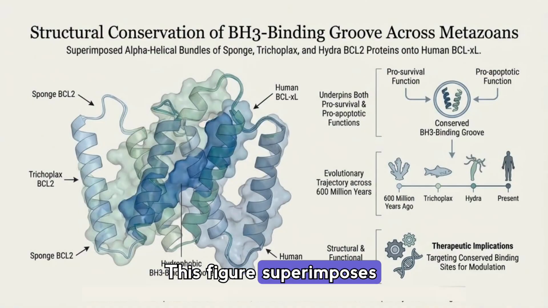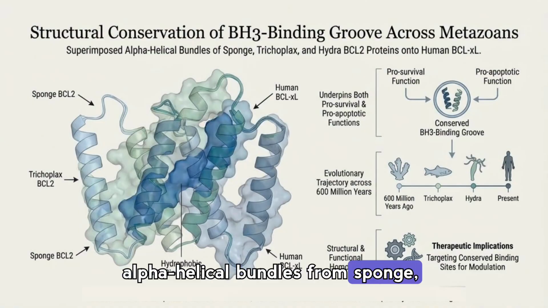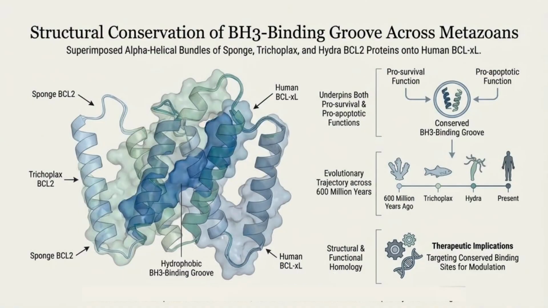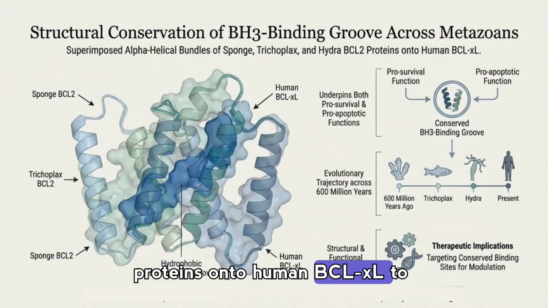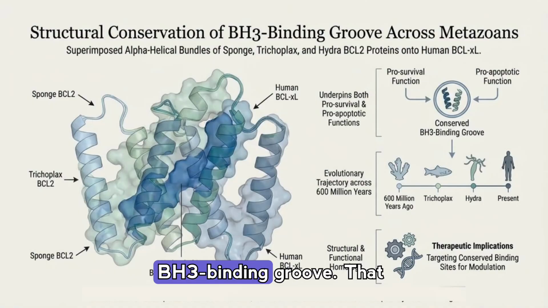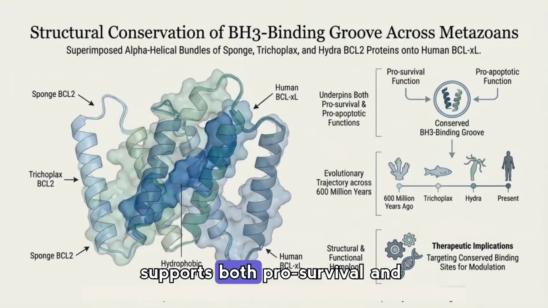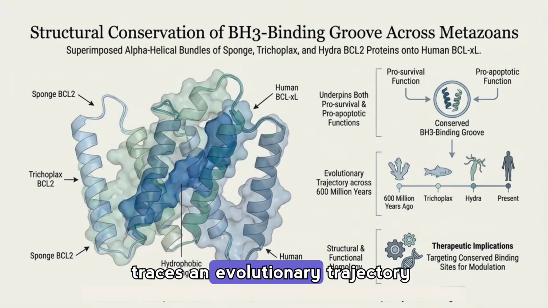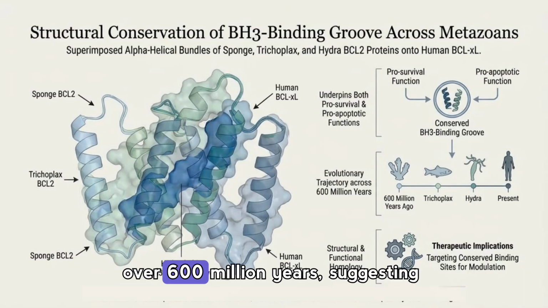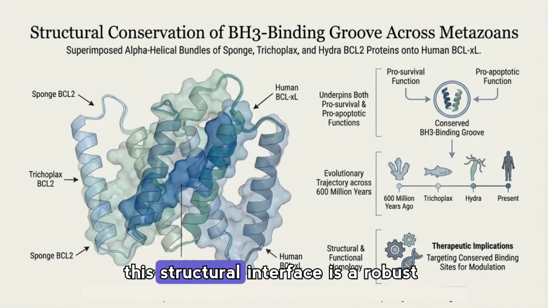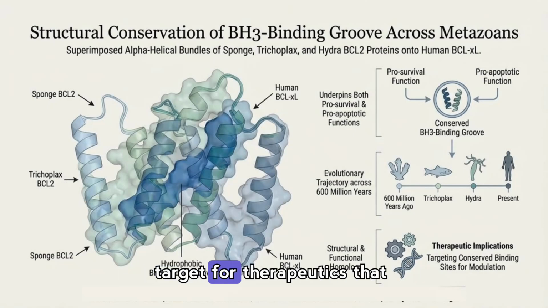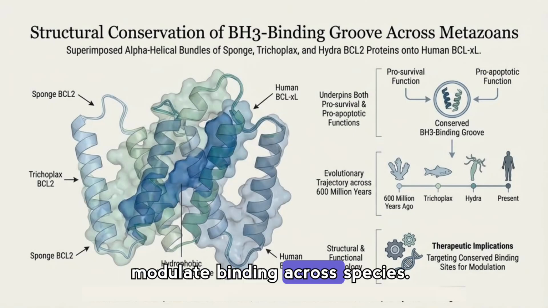This figure superimposes alpha helical bundles from sponge, trichoplax, and hydra BCL2 proteins onto human BCLXL to show a deeply conserved BH3 binding groove. That conserved hydrophobic groove supports both pro-survival and pro-apoptotic interactions and traces an evolutionary trajectory over 600 million years, suggesting this structural interface is a robust target for therapeutics that modulate binding across species.